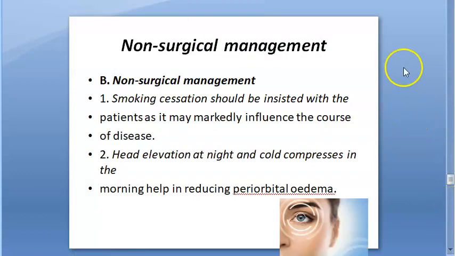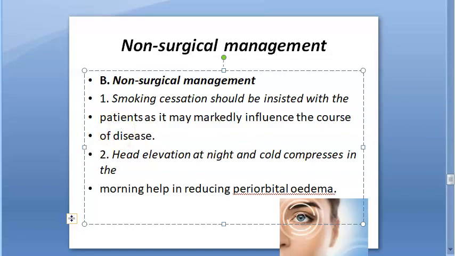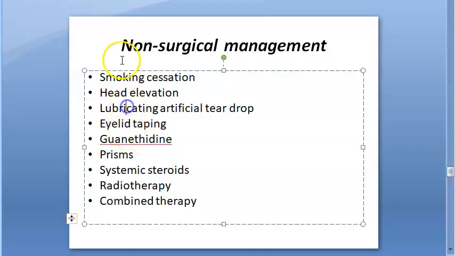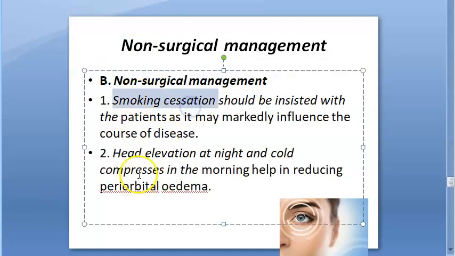Non-surgical, guys, non-surgical is very easy. Let's tell non-surgical. In non-surgical, guys, we have smoking cessation, head elevation, lubricating artificial eye drops, I think to prevent exposure keratitis, right? Eyelid taping, you tape it. Guanethidine, prisms to avoid the diplopia, and then systemic steroids, radiotherapy, combined therapy. Any doubt if you have, we can look at them. Smoking cessation, who won't understand, tell them to stop smoking because it's self-limiting. It'll go away. If you smoke, it will be there for longer years. That's what they said, right?